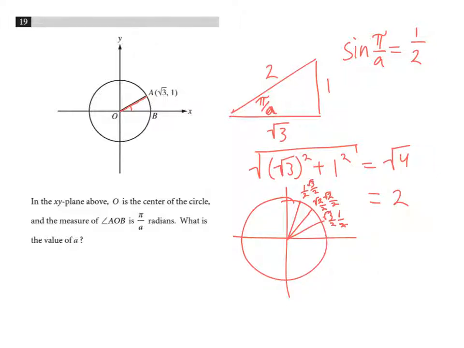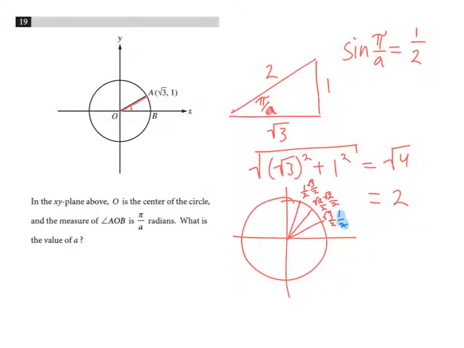Okay, so we can see that sine of an angle equals 1/2. Well, we're looking for where sine is 1/2. That's going to be right here, because sine is the y value of these coordinates.